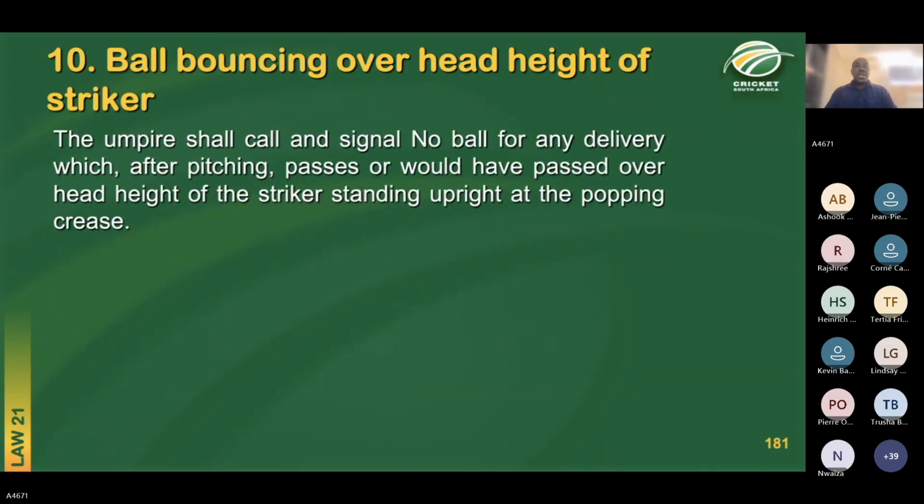The law says the umpire shall call and signal no ball for any delivery which after pitching passes, or would have passed, over the head height of the striker standing upright at the popping crease. So as per law, it's not a wide, it is a no ball. I know in England there are a few competitions that still apply this law rather than applying the wide playing condition. It is supposed to be a no ball if a ball is bowled and it bounces over head height of the striker standing upright at the popping crease.